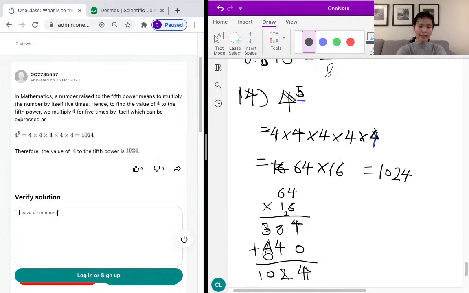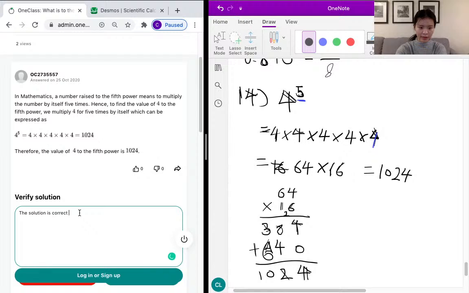So let's just say our solution is correct. The sample solution also has it explained as 1024. So the solution is correct. Great job.